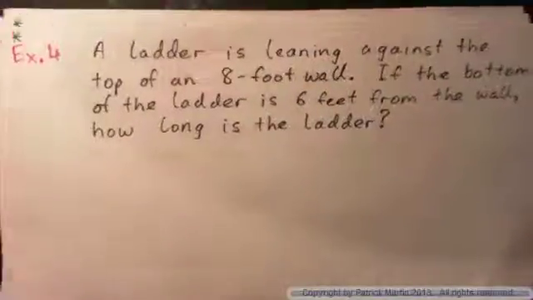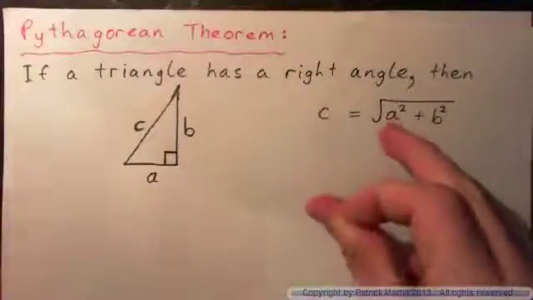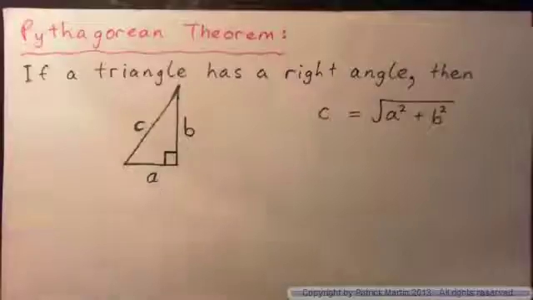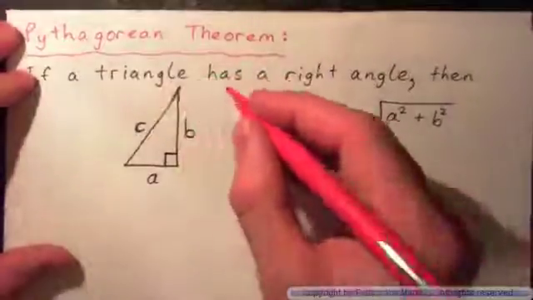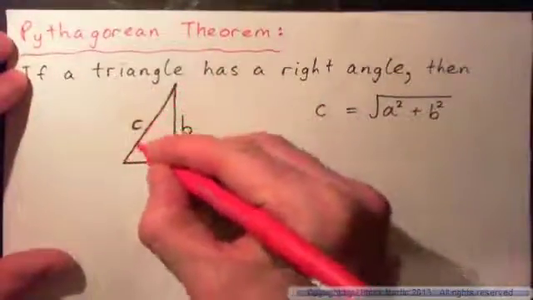Okay. So let's start with the Pythagorean Theorem. And if a triangle has a right angle, then C equals the square root of a squared plus b squared, where C is the length of this side of a right angle triangle.